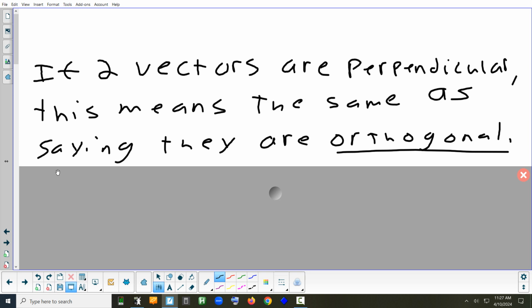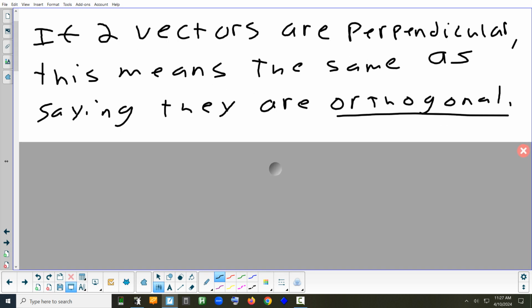So 2 vectors are perpendicular. It means the angle between them is 90 degrees. The word they use to describe vectors being perpendicular is orthogonal. That's the word. Okay, orthogonal means 2 vectors that are perpendicular or meet at a 90-degree angle. So what I want to do is kind of work backwards, already knowing, let's say we already know the angle is going to be 90.